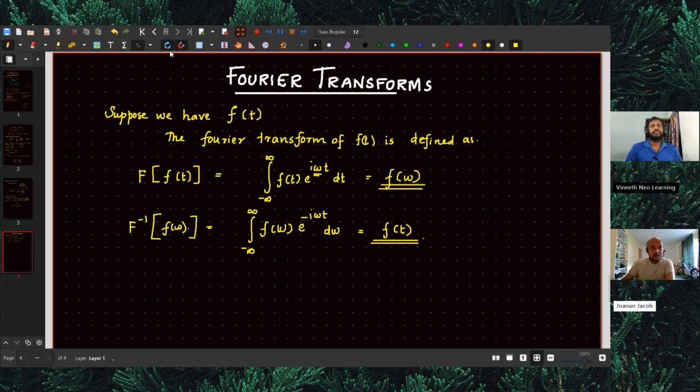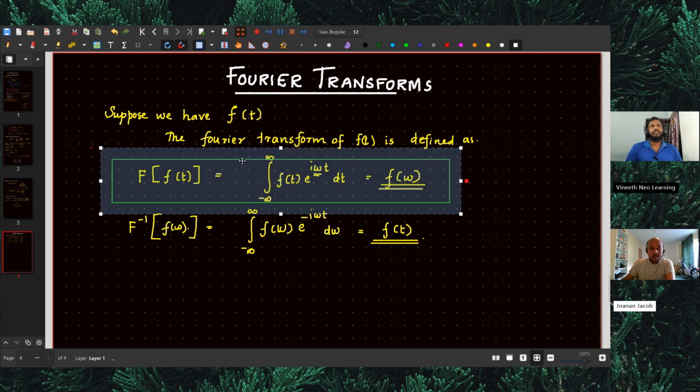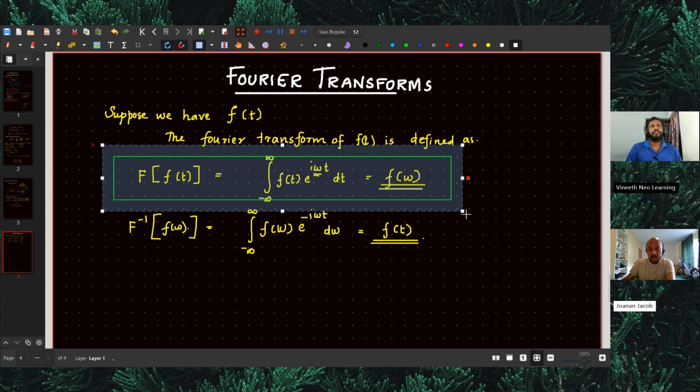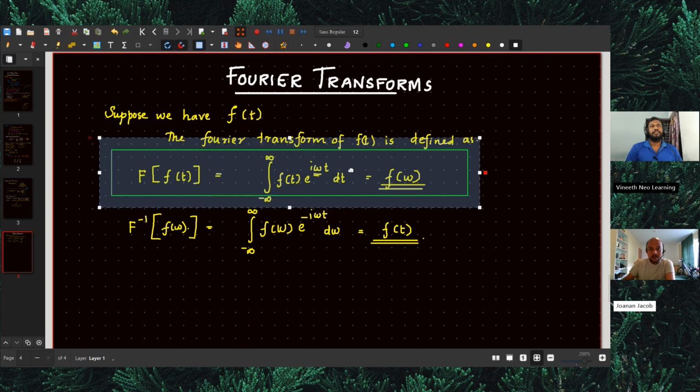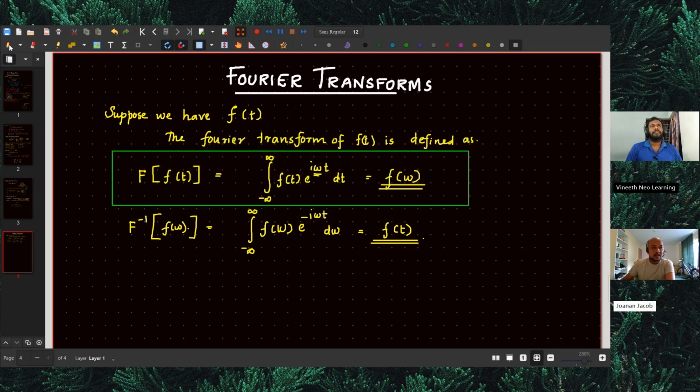So this is the equation for the Fourier transform, and let me make it a little bigger. This is the equation for the Fourier transform, and this is the equation for the inverse Fourier transform.